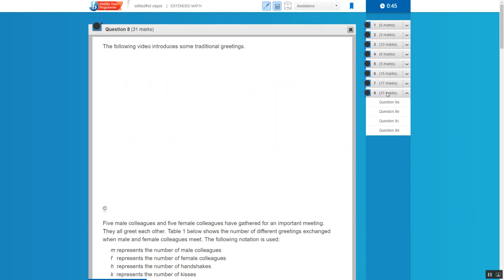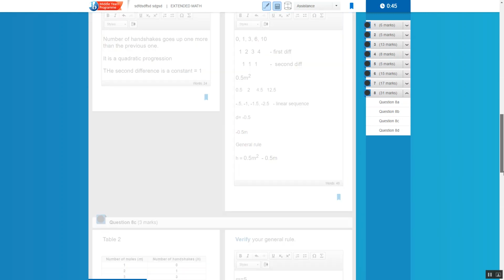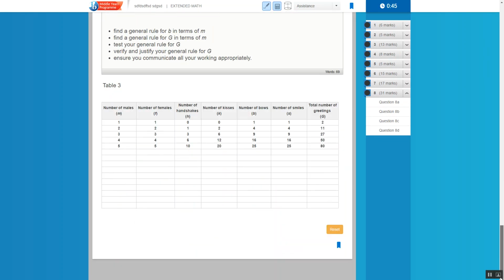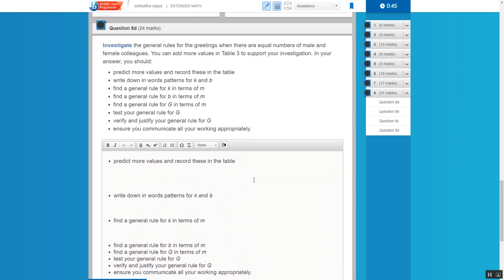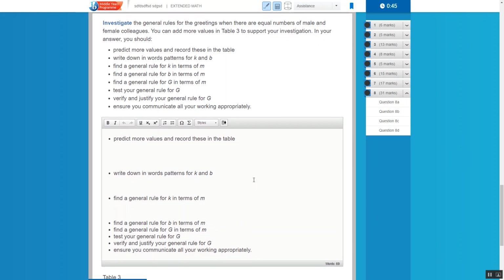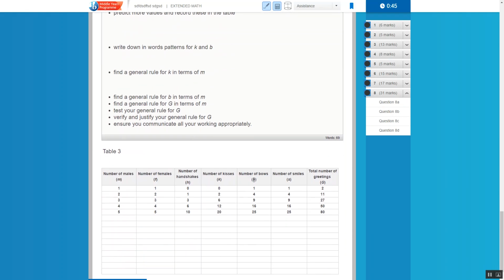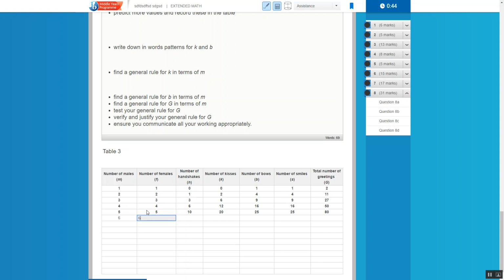Alright, so we are done on question 8. Last part of the question. So we are looking at this table below. We want to see if we can predict more values and record these in the table. We're looking at the number of males and the number of females being the same. So if we just go straight in and put in 6 males and females, we make a prediction using this. Well, this is the number of handshakes.